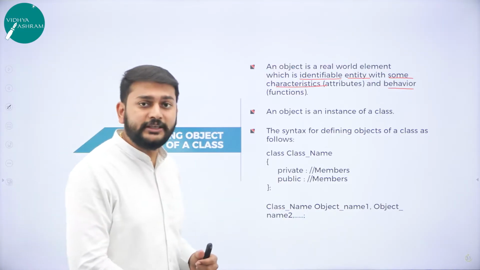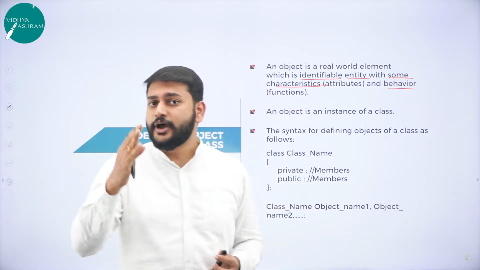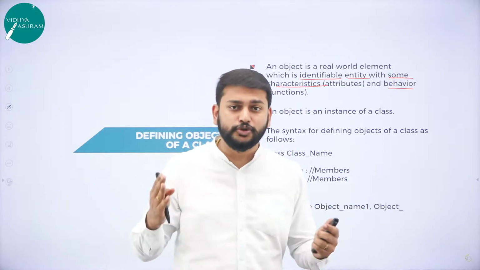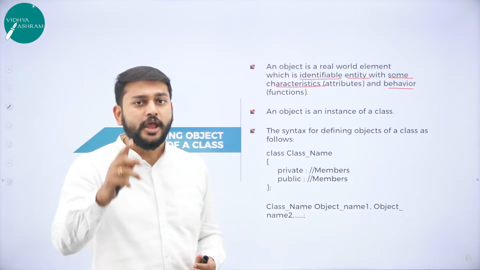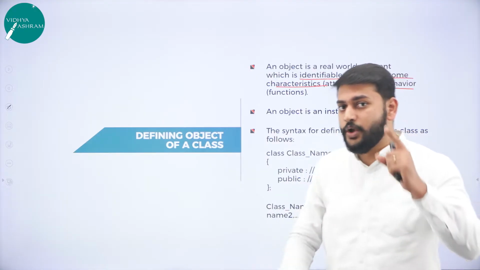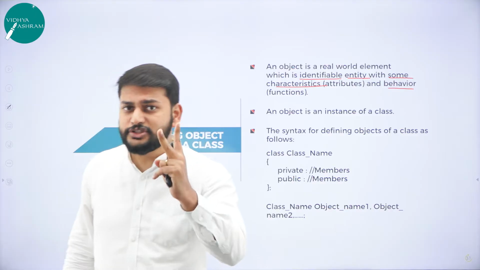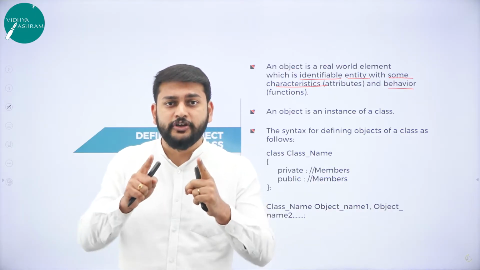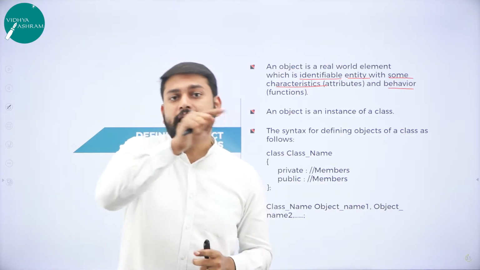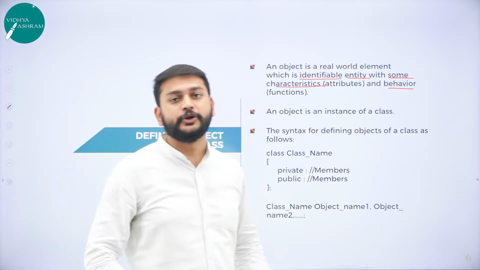Can you give me some examples of a real world entity? Yes, you have lights, you have a fan, you have a desk, you have a classroom. Whatever you take, make sure that you have these two things. What are those two things? One is characteristics, another is behavior. These two important things you should have. If you have them, then you can call it an object. That is the first point that you should remember with respect to the object.